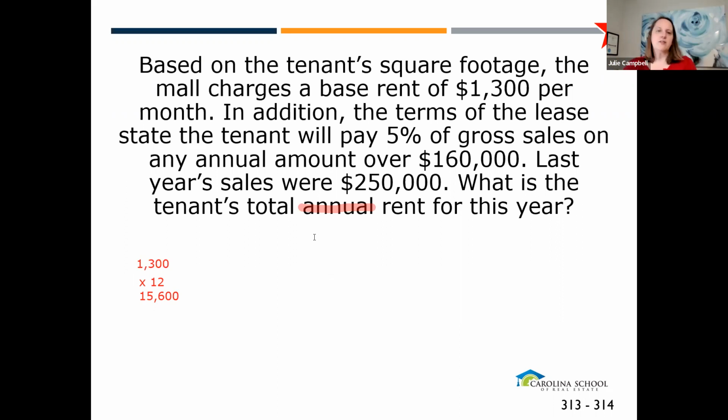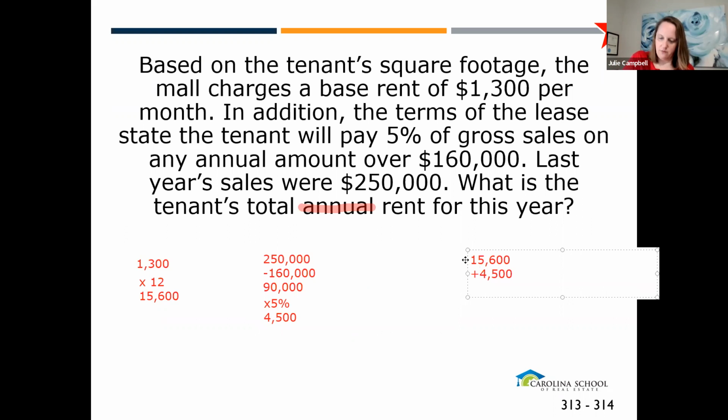In addition, the terms of the lease state that the tenant pays 5% on any gross sales over $160,000. Last year, we looked at your books and saw you had sales of $250,000. And the terms state that you pay on anything over 160. So what you owe that percentage on is the difference, or $90,000. Anything over 160, you have that 5%. So now that we know that difference, take 5%. And then we just take our base rent plus our percentage. Your rent for the year for this space in the mall is going to be $20,100.